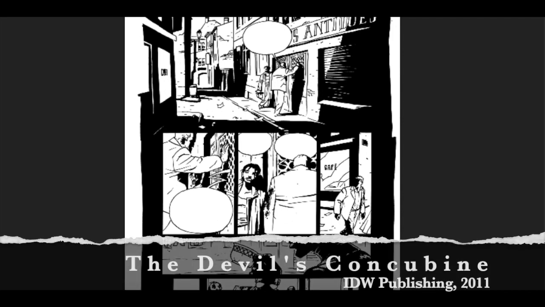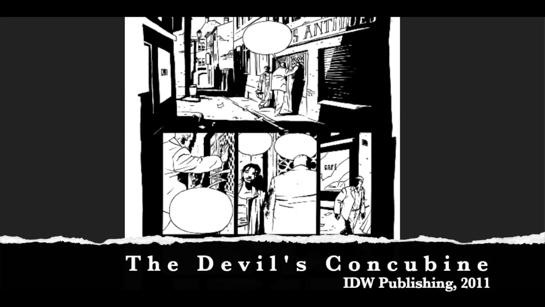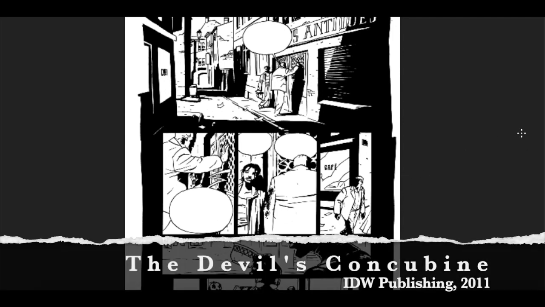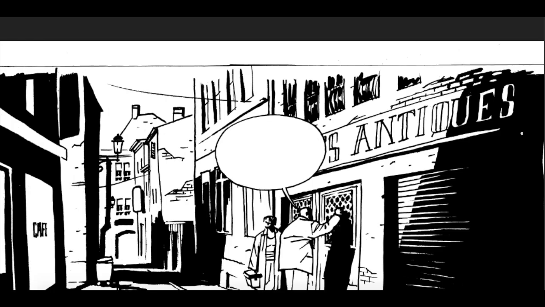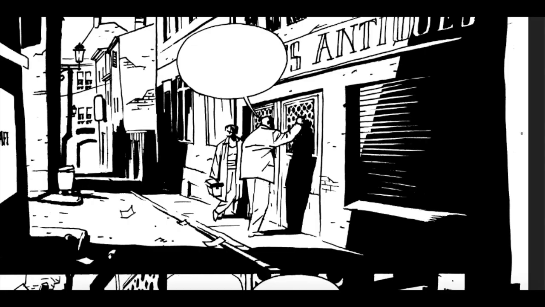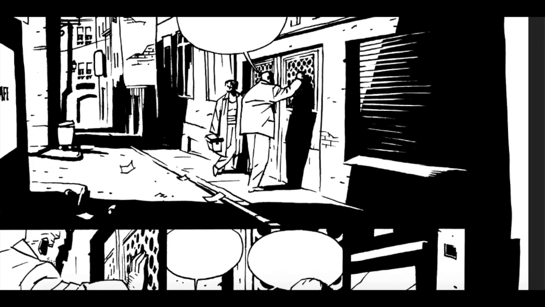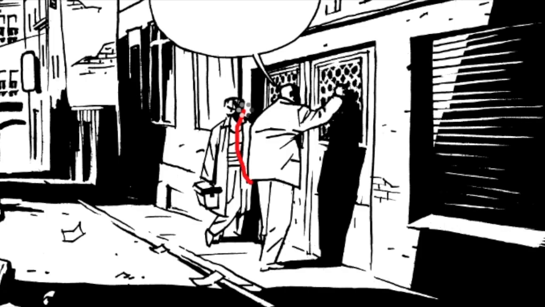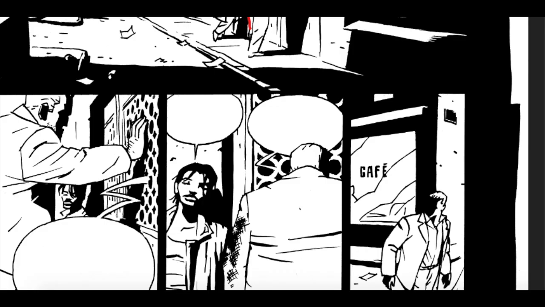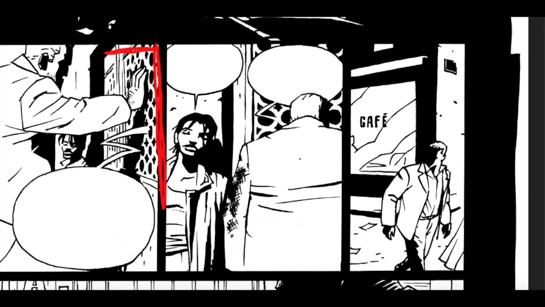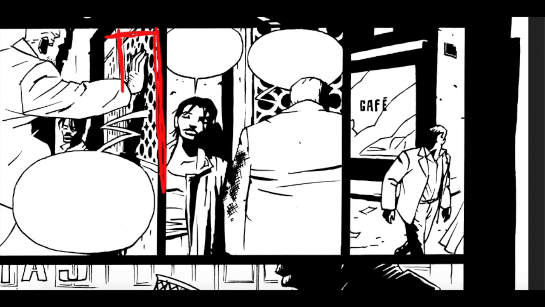This is a page from The Devil's Concubine, out from IDW, released in 2011. You can still find that on Amazon. I wanted to show you this black and white version of the page because it's obvious that it's full of tangents. Here's one. Again, doorways, really tricky. This is kind of a tangent because it looks like, is this the door? Does it end here or does it continue outside the frame?